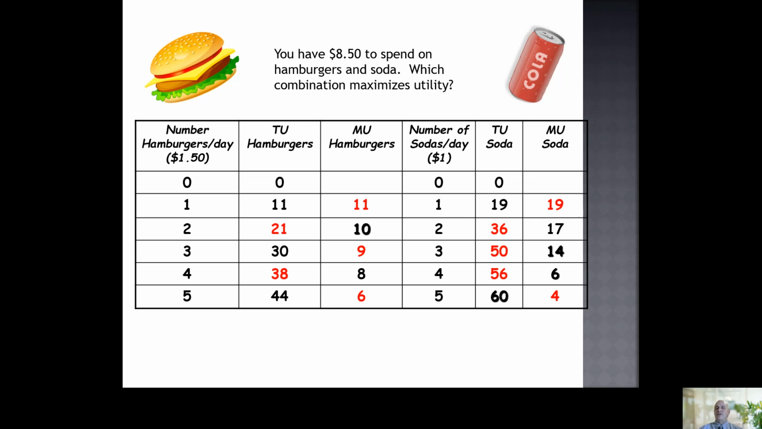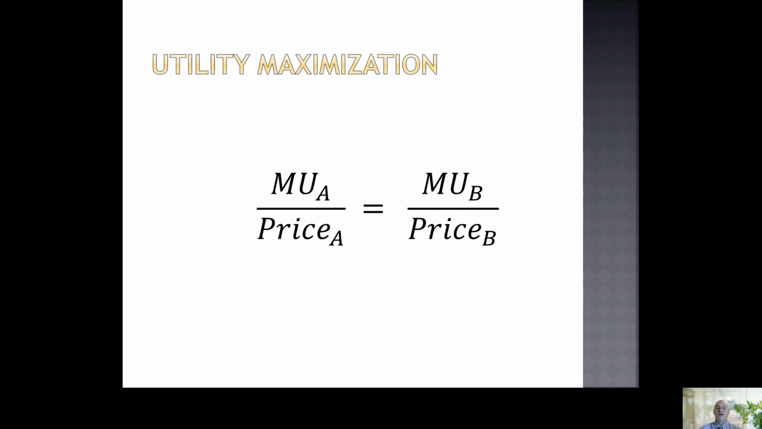So really what I want to do is compare dollar for dollar. How much satisfaction am I getting when I consume more of these products? So essentially what I want to calculate is the marginal utility to price ratio for each of these goods. How much marginal utility do I get relative to the price of that good?